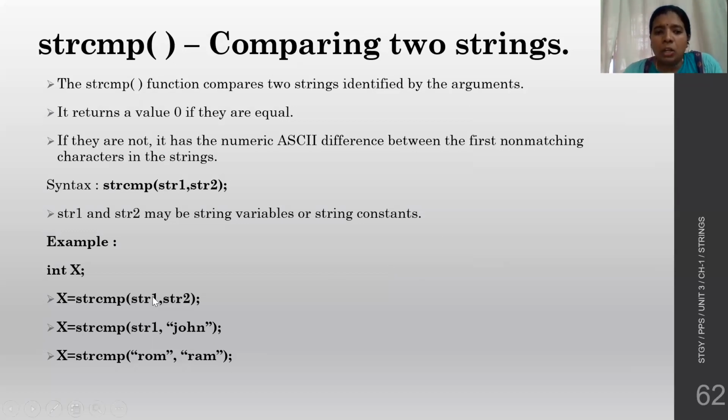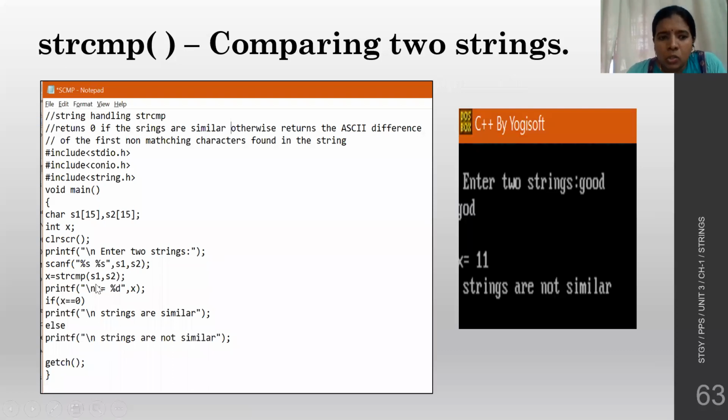Okay, so it takes two inputs. Both the inputs can be either variables or constants or both: a variable and a constant, a constant and a variable, or only variables or only constants. No issue here, but it returns an integer. strcmp returns an integer. So for example, if it is 0, it implies the strings are similar, otherwise the strings are not similar. For example, my first input is god and my second string is god.